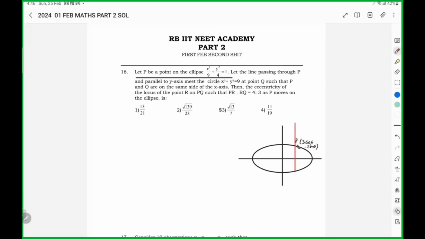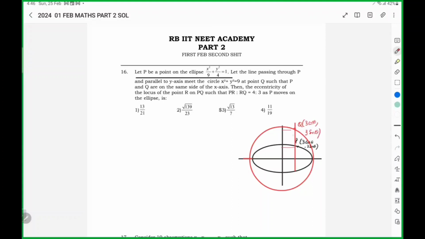meets the auxiliary circle. So here it is given x square plus y square equal to a square, which means that is the auxiliary circle, at Q. Since it is parallel, the x coordinate will be the same. So x is 3 cos theta, y will be 3 sin theta.